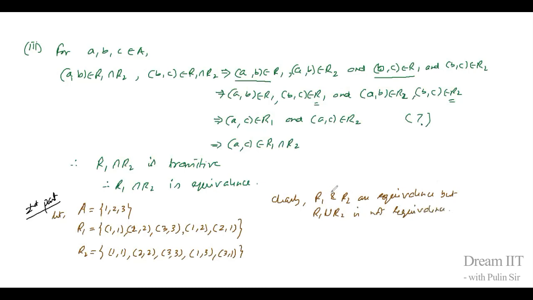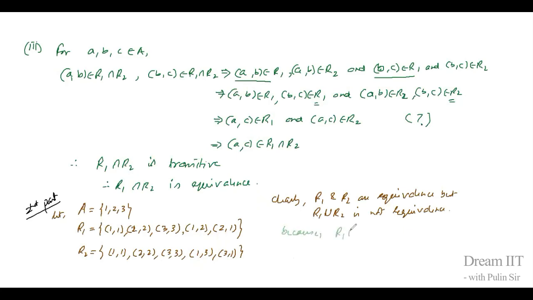Why is it not an equivalence? Before the explanation, if you take the union of these two, all these elements will be together. It will definitely satisfy reflexivity because 1, 1, 2, 2, 3, 3 will all be there. It will satisfy symmetry also. 1, 2 is there, 2, 1 also will be found. 1, 3 is there, 3, 1 also. The only property it will not satisfy is transitivity.